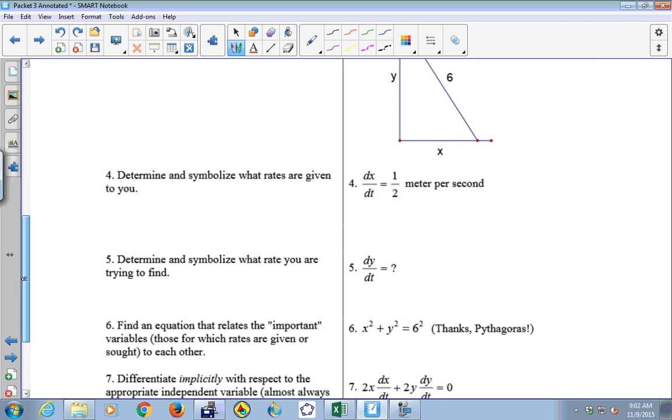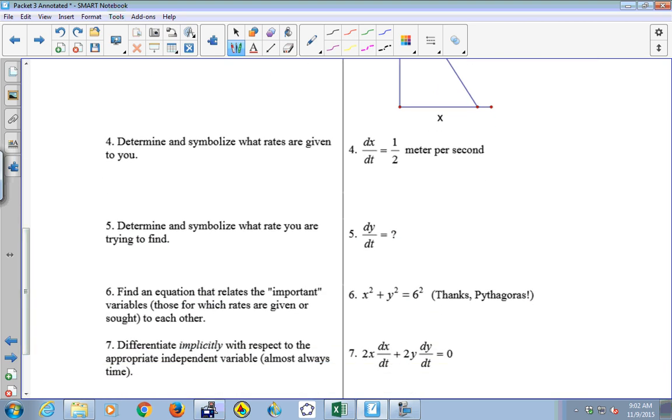Okay, so then we write out what's given, right? They told me that dx dt is 0.5 meter per second. I wrote it as a positive, right? How come? X is getting bigger, right? X is increasing, it's getting further from the wall, so my derivative should be positive. Then determine and write out what you are trying to find. I'm trying to find dy dt when what?